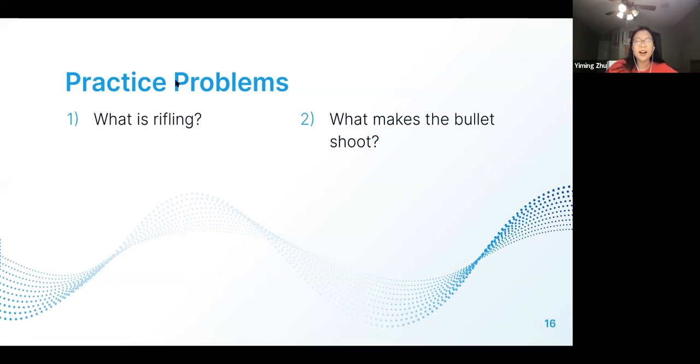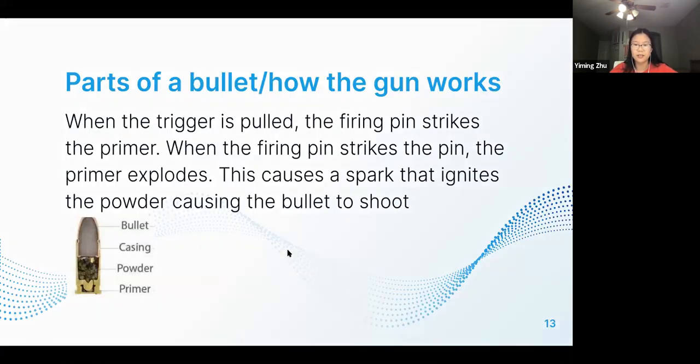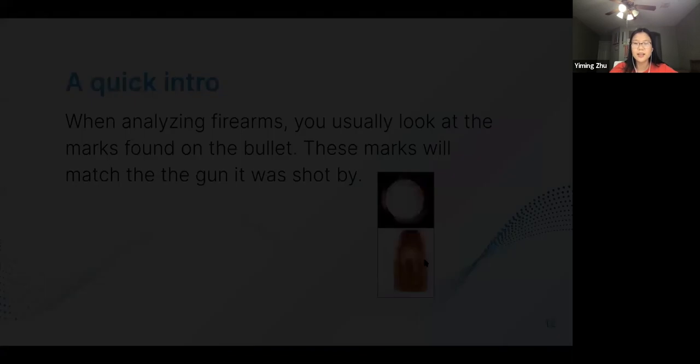I don't know. Okay. So for number one, rifling, those are the little grooves on the bullet or in the barrel, and it makes those little marks. Okay, rifling looks like this.